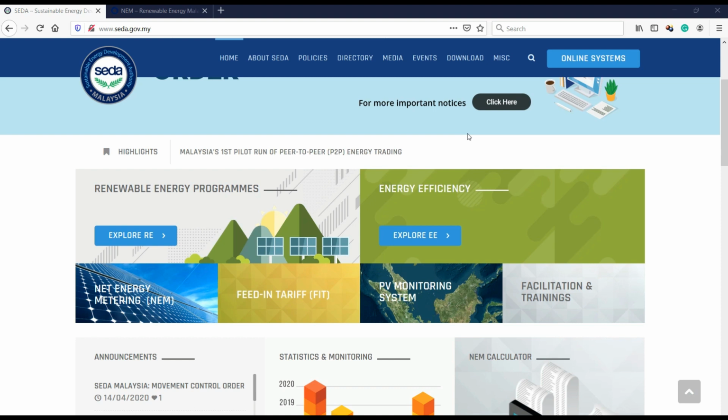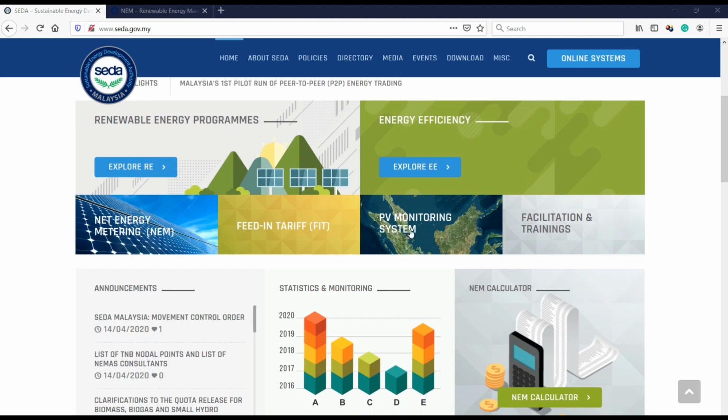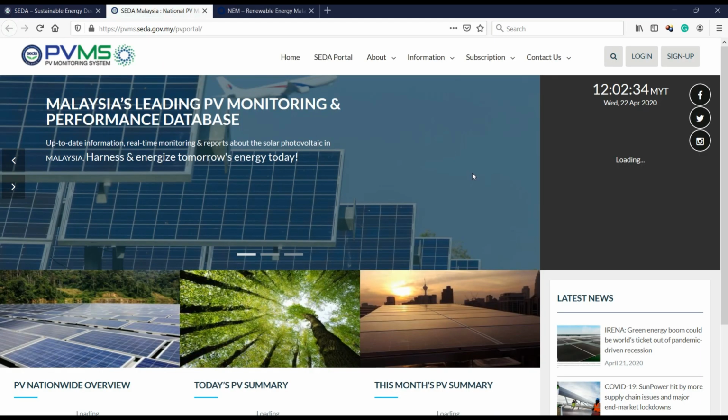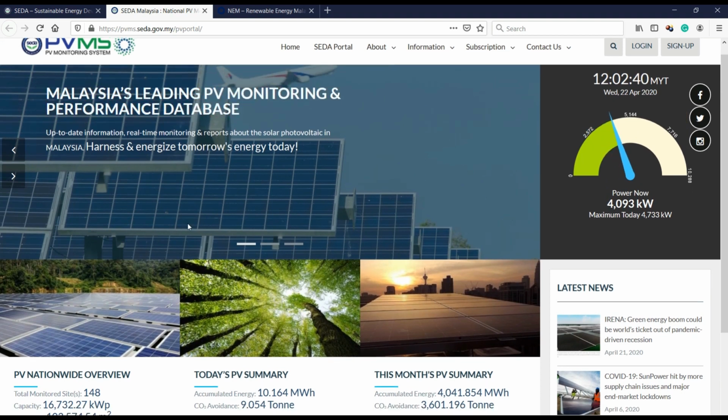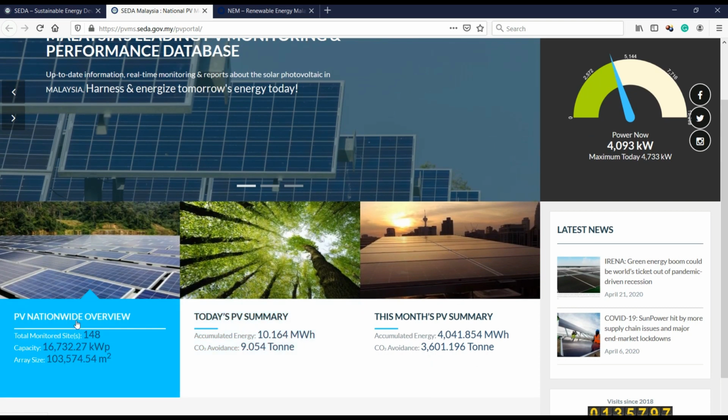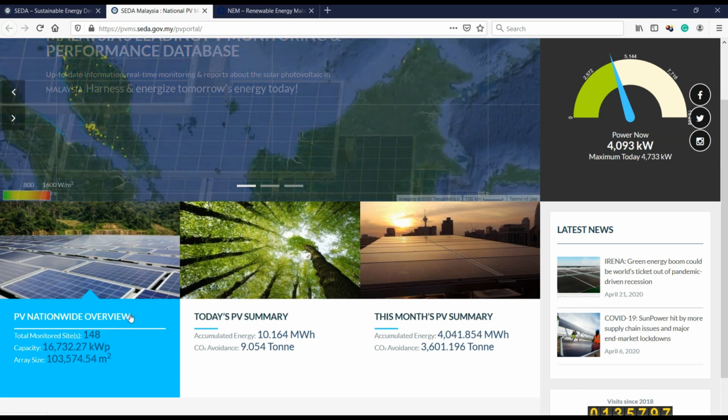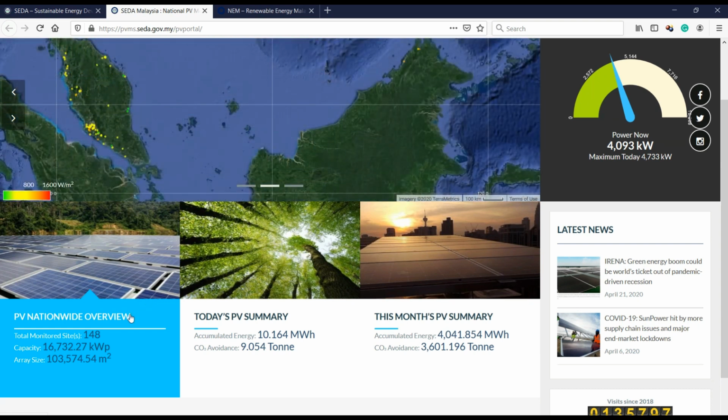So in this website, you can explore the PV monitoring system. Example here. So in this screen, you can see the Malaysia leading PV monitoring and performance database. So PV nationwide. Okay. So this is in Malaysia.